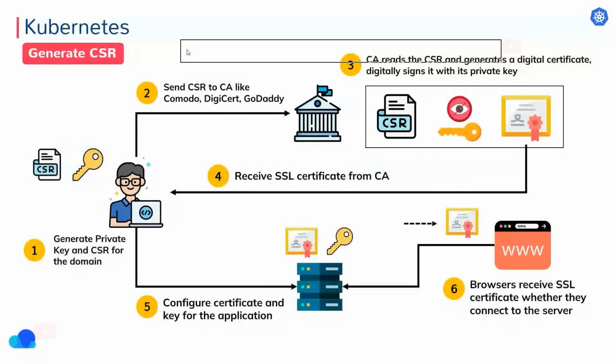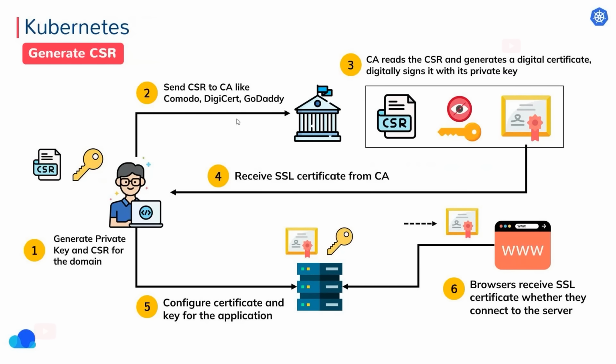What is the actual process? The first step is generating a private key and a CSR. Why is there no public key here? Because the public key is already there in the certificate signing request. Then you send this certificate signing request to certificate authorities like Comodo, DigiCert, GoDaddy, Symantec, GlobalSign. There are a lot of them.